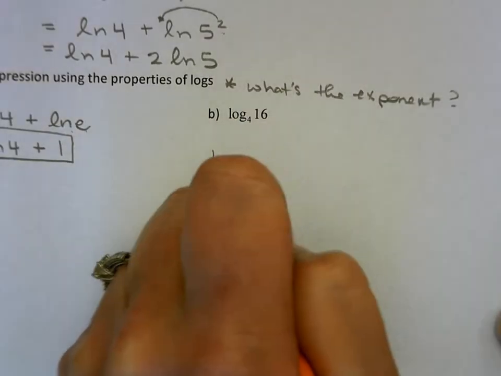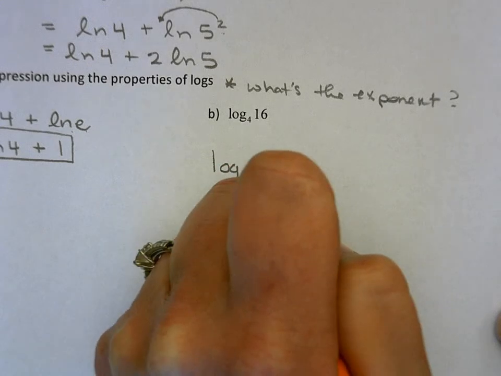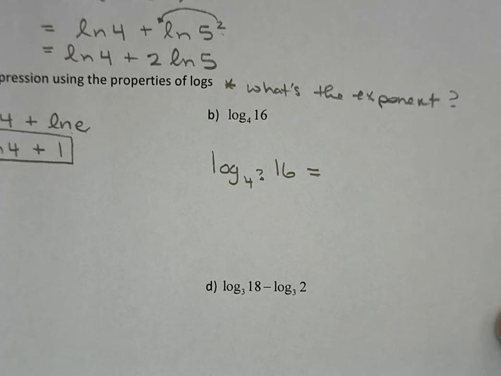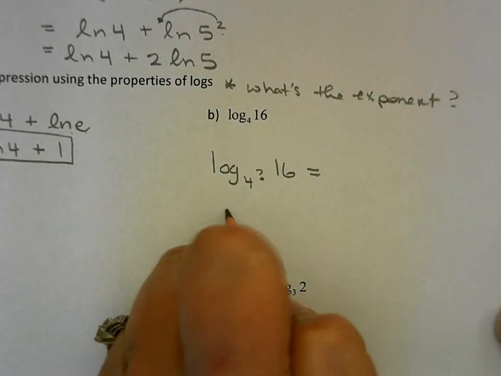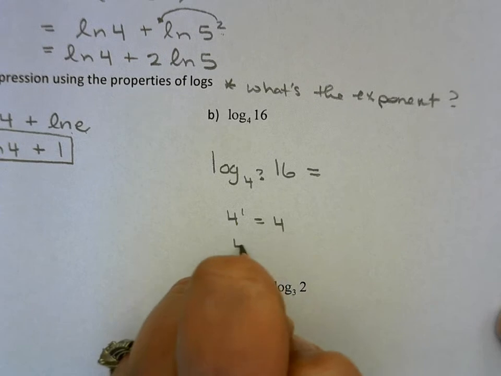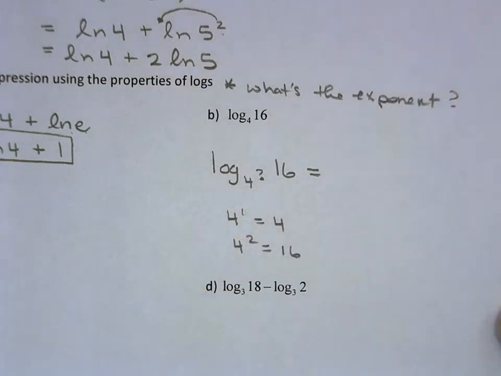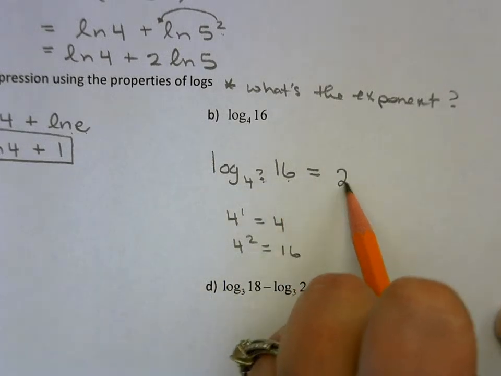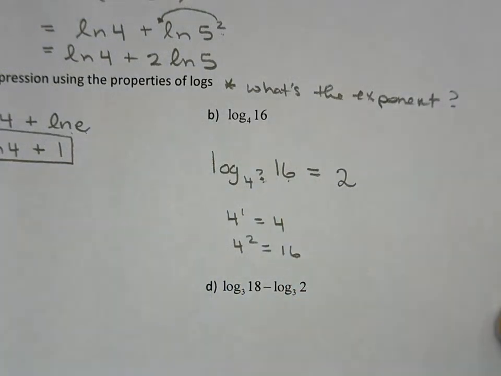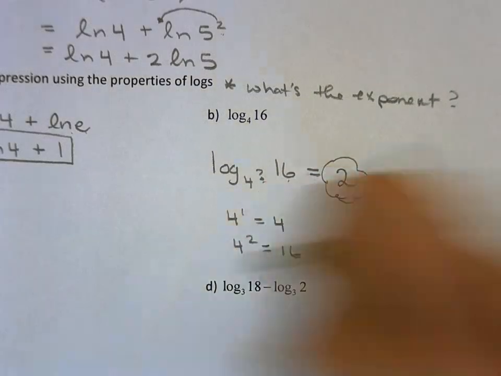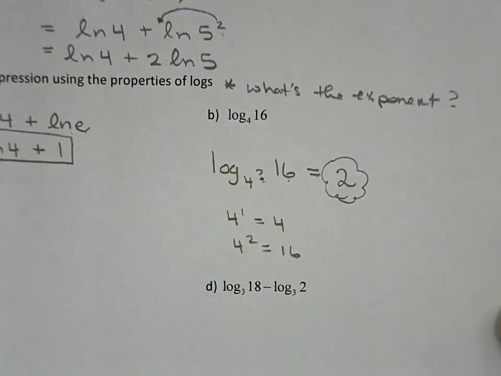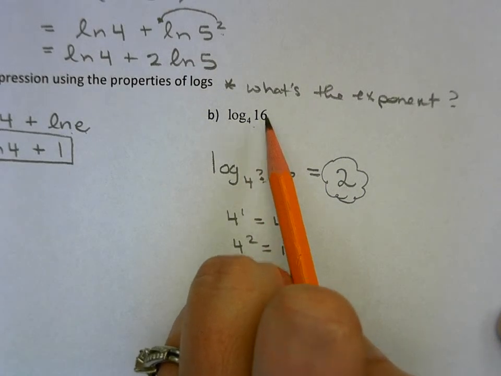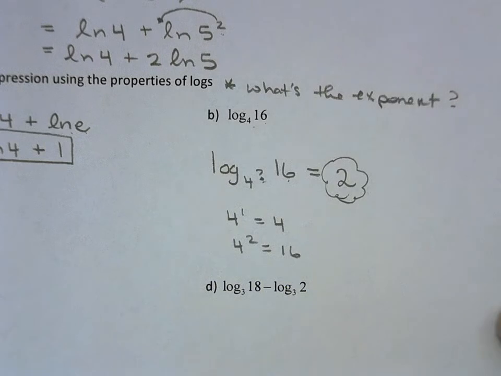So I have log base 4 of 16. What power would give me 16? Again, I try to guess and check. 4 to the first is 4. That doesn't work. 4 to the second is 16. So what power do I need on 4 to be 16? I need a power of 2. Remember, we're always looking for the exponent. So my answer is 2. Okay, moving on.